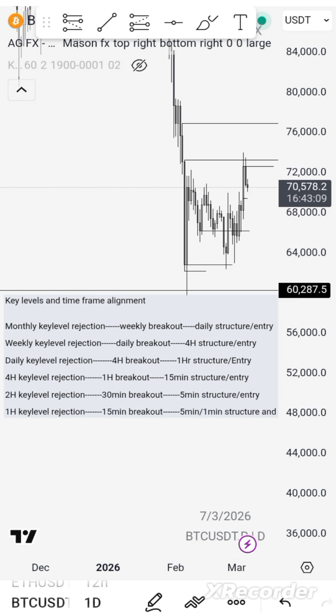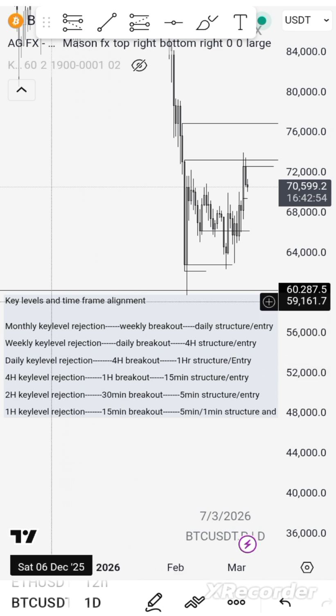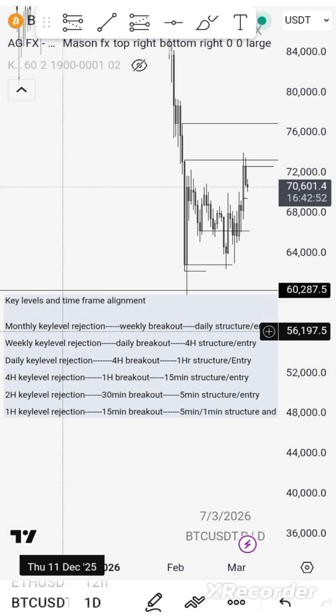I posted a video yesterday and someone commented that I should list out the steps and the time frame alignment. So this is what I'm doing this morning. These are the key levels and the time frame alignments I was talking about yesterday. I think you have to screenshot it so that you can go back to it later and study it on your chart. Do you get it now?